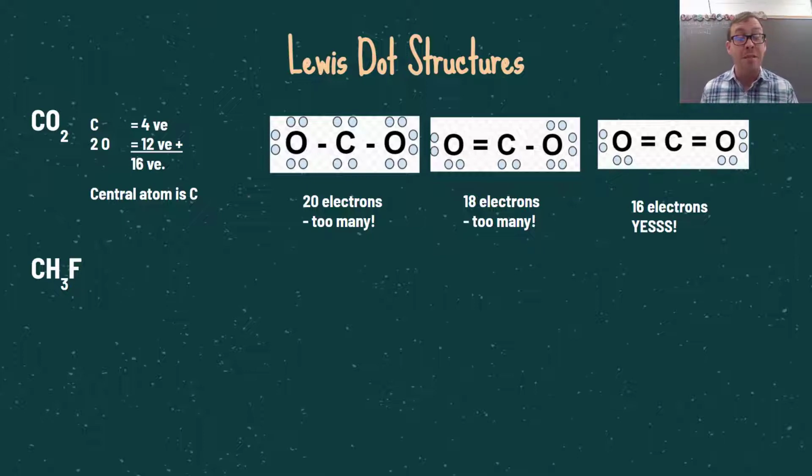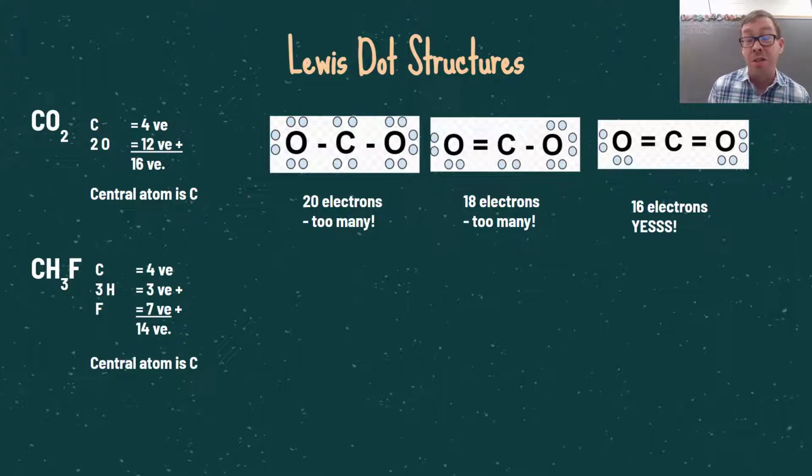Let's do another example with CH3F. And again, we go through and we count up the total number of valence electrons in our structure. Carbon has 4, each hydrogen has 1, fluorine has 7. So we add them up and we get a total of 14 valence electrons in our structure. Once we have done that, we're going to determine our central atom, which again is the furthest from fluorine. In this case, it is carbon once again, because remember, we don't include hydrogen in our central atom discussion.